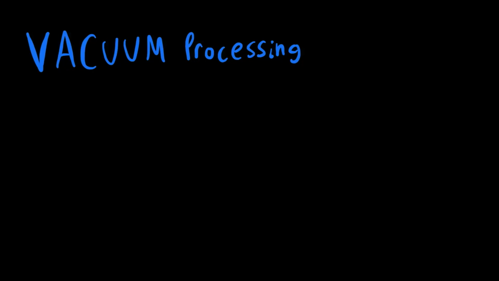In this video, I want to talk about vacuum processing. This is a concept that's super important for how database management systems like Postgres actually make sure that databases can be used for long periods of time without running into storage issues.